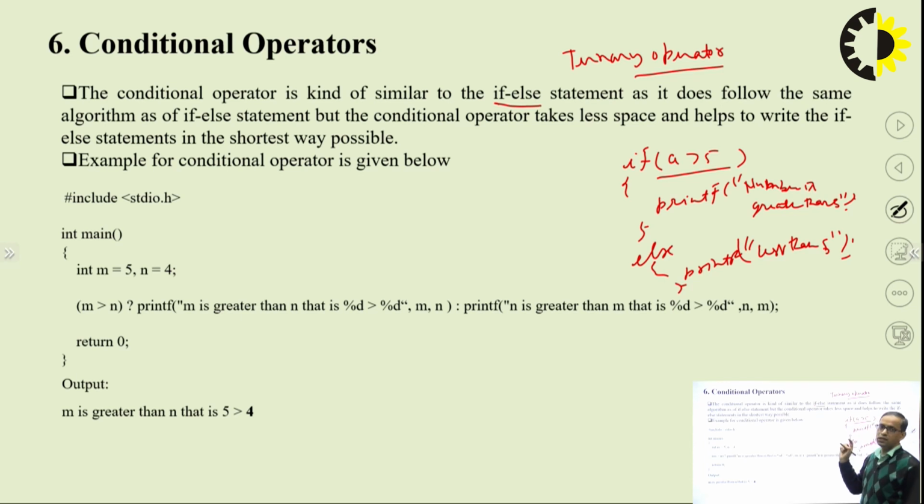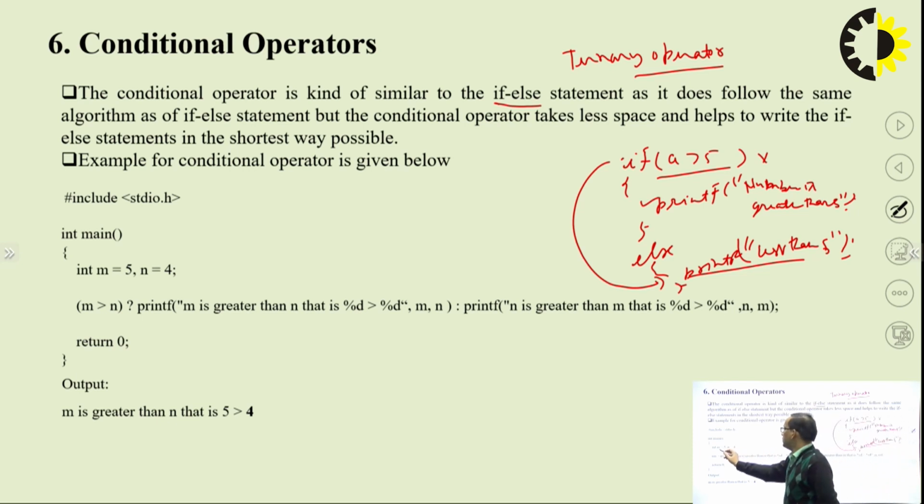Here we give the condition. If this condition is satisfied, then this statement will execute. If this condition is not satisfied, then control goes to the else, and the statement inside the else block will be executed. Okay, so when we implement this using if else, we need to write more lines of code, like first, second, third, fourth, fifth, 6, 7, 8. We can do this by the use of the conditional operator also.